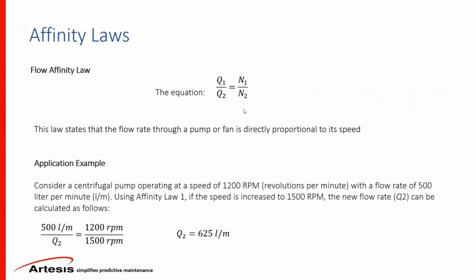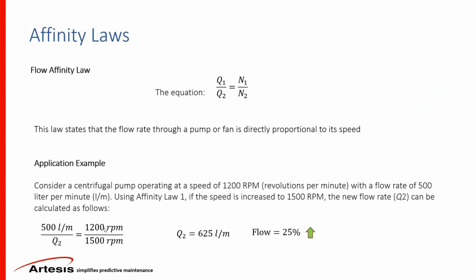In this example, you can see that we are increasing the speed from 1200 RPM to 1500 RPM. So the speed will increase 25%, and the flow will also increase 25%, going from 500 liters per minute to 625 liters per minute. It's a very simple concept to understand, as the relationship is directly proportional. One thing we have to keep in mind here is that we are keeping the impeller size constant, because that is also another factor that affects the flow rate.